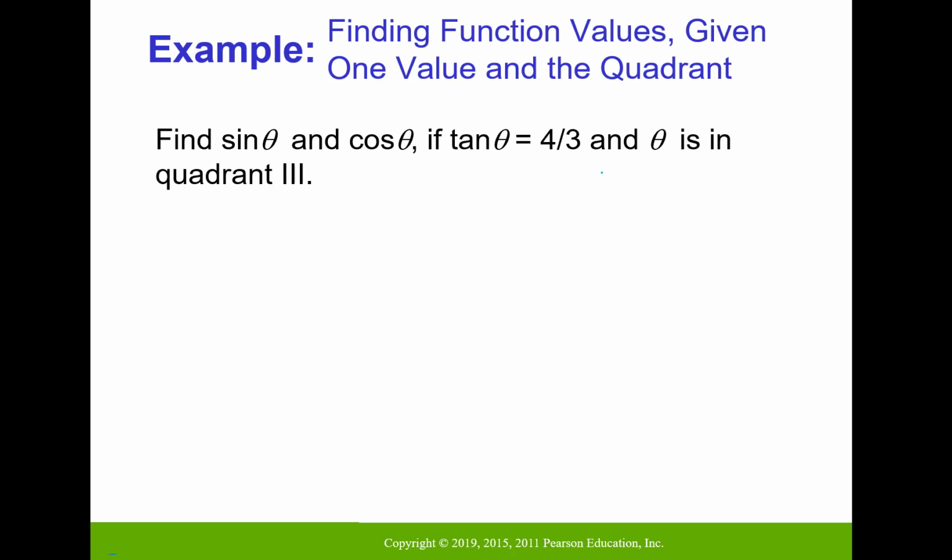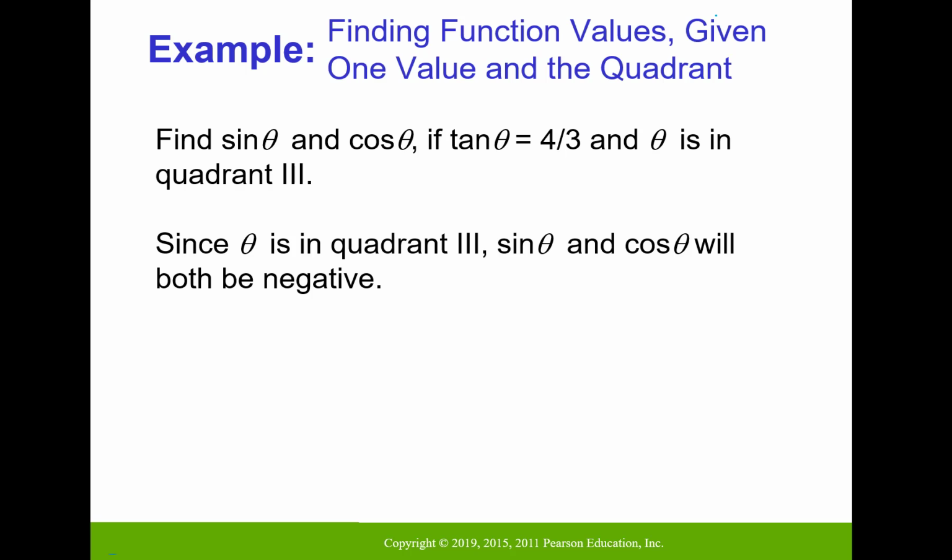We're going to find sine and cosine knowing that tangent is 4/3. Okay, and then we're also told that theta is in quadrant 3. So the quadrant is to tell us whether or not cosine and sine will be positive or negative. So since we're in quadrant 3, think about that if you're on your xy plane. So x is positive over there, but it would be negative over here. And then up here y is positive, but then down here the y values are negative. So if you're in quadrant 3, cosine and sine will both be negative.